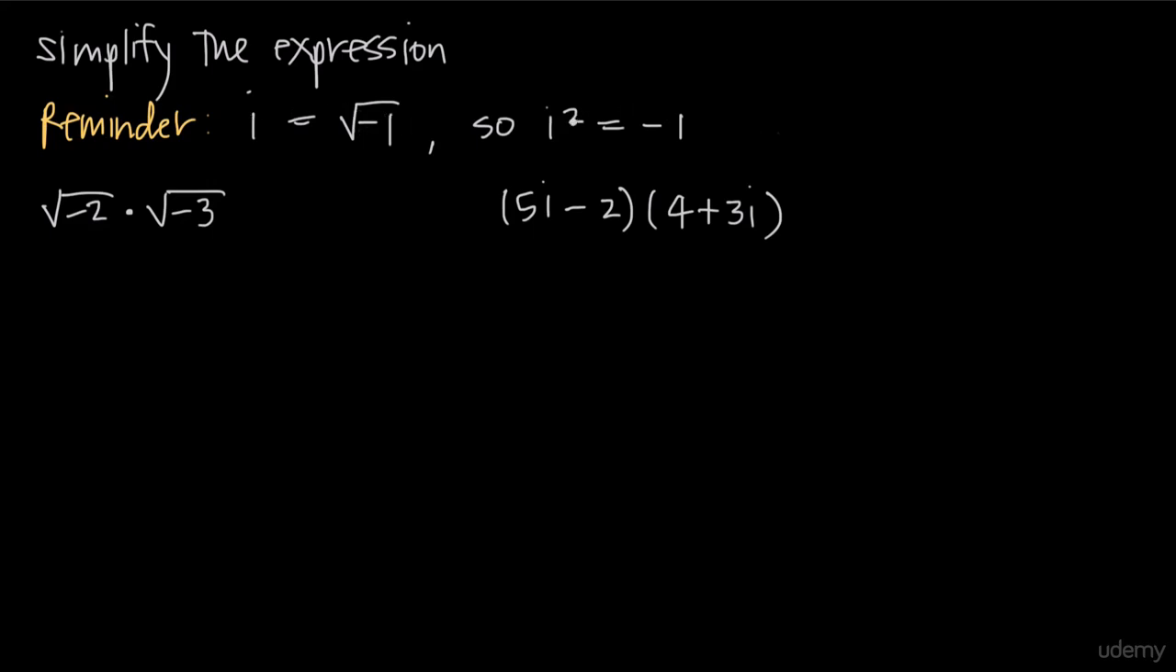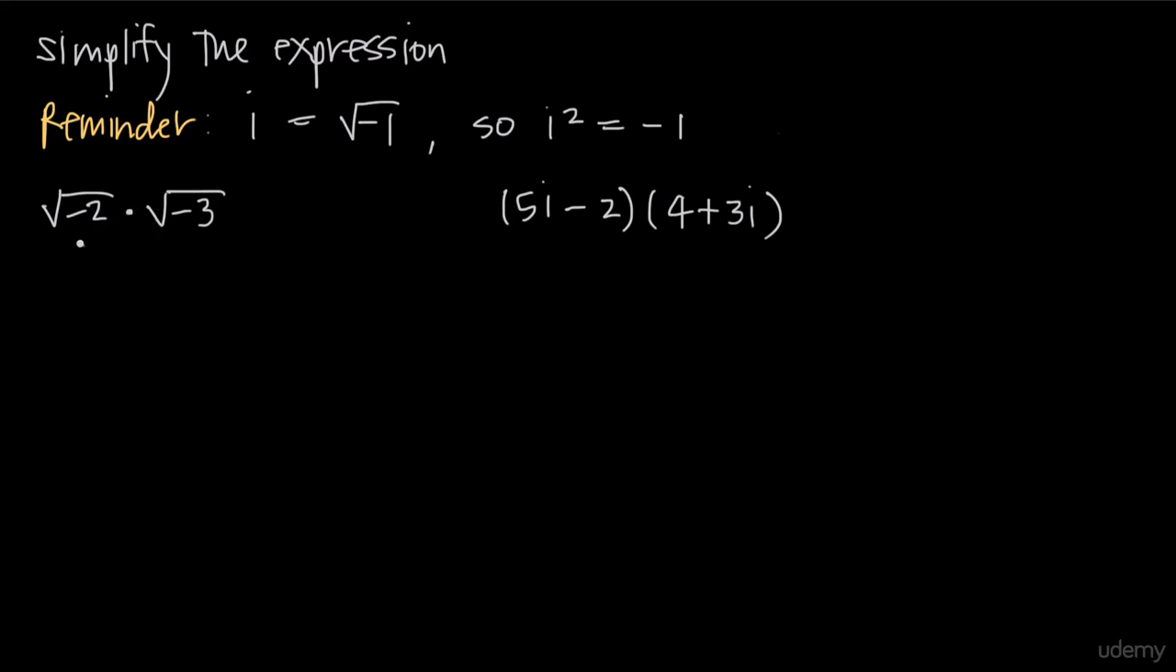If we assume that i is equal to the square root of -1, then we can say that i squared is equal to -1, because we would just square both sides of this equation. We'd get i squared on the left, and we'd get the square root of -1 times the square root of -1 on the right, which would just give us -1. So we need to remember these two things: that i is equal to the square root of -1, and that i squared is just equal to -1. With that in mind, we can simplify expressions like these ones.